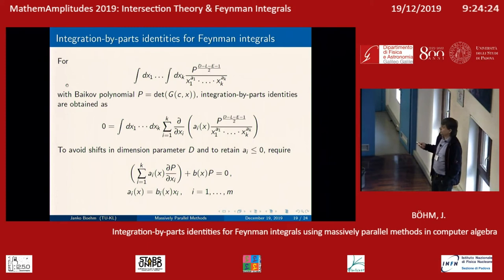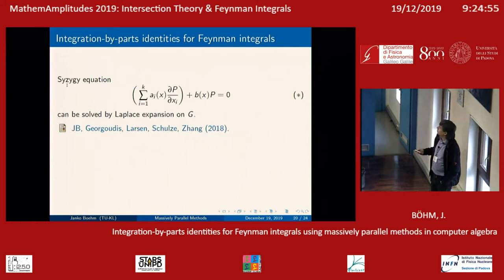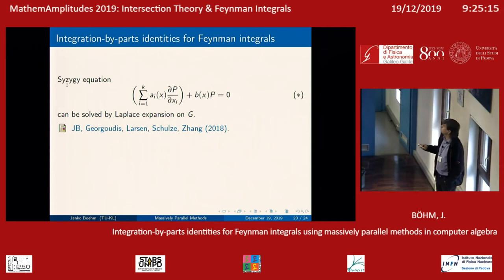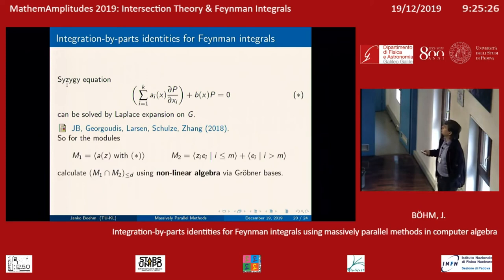So that translates into such an equation, which in algebraic geometry is known as a syzygy equation. So this is a syzygy between partial derivatives of the Baikov polynomial, modulo the polynomial, and it translates into such equations. If you have now such an integration by parts identity, it's such a vector of a's, and first of all, the two conditions separately are relatively easy to handle. We have shown in this paper that the syzygy equation can be solved by Laplace expansion. And so we know this condition here, and it's a module membership. Remember, it's like this ideal membership I talked about at the beginning. And the second condition you can also easily formulate as a module membership.